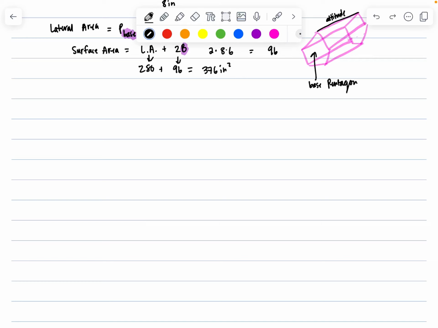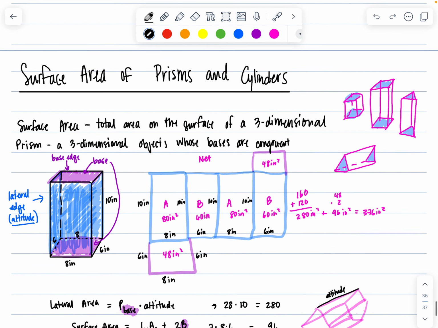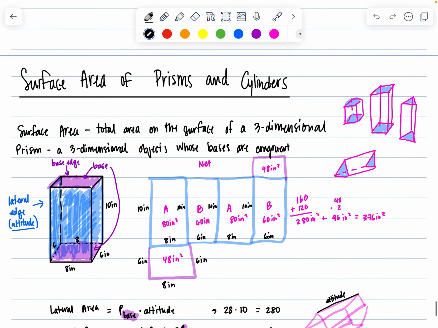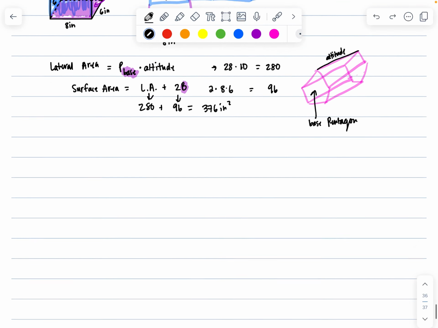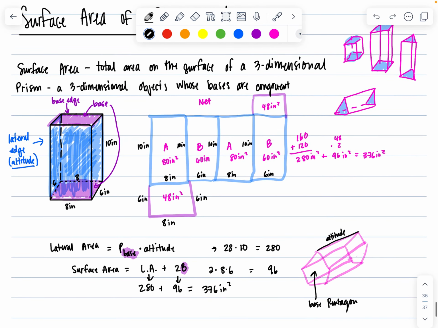Hello and welcome to part 2 of this particular lesson. We're talking about prisms, the surface area of prisms and cylinders. We talked about surface area of prisms in the last one. Remember, a prism is a three-dimensional object whose bases are congruent.